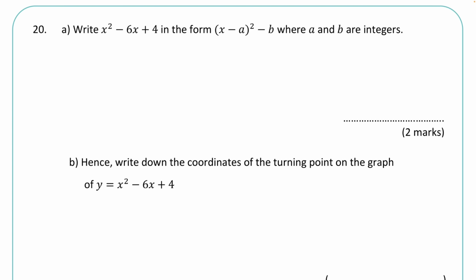Okay, so question 20 is completing the square and also writing down the coordinates of the turning point of the graph. So here we have the coefficient of x. So here -6 divided by 2 is -3. So we have x minus 3 squared. That's our squared bracket. And then think to ourselves, well, what does that equal when we expand it? We end up with +9 at the end. We don't want +9, we want +4, so we take away 5. And that's completed square form. Dead quick.